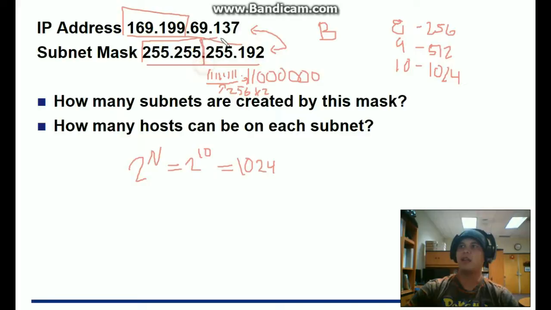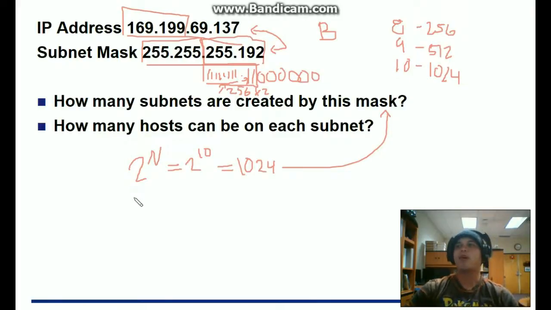And that is what 10 bits look like. 255.192, because we could see it in binary. So that is my answer for how many subnets are created with that mask based on that IP address. Now, how many hosts per subnet?